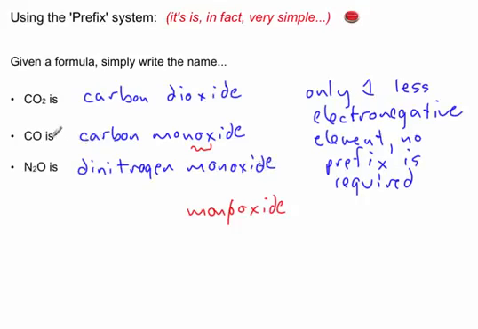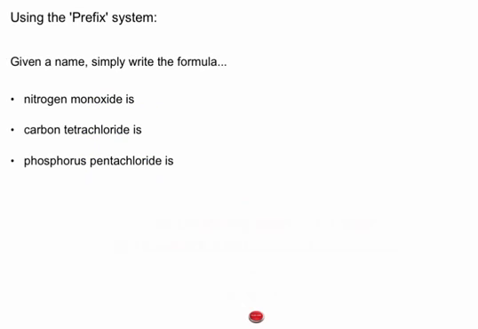So, as I said, it's pretty simple. Given a formula, just write it down using the prefixes to indicate how many elements you see in the formula. Well, it's just as simple to write the formula given the name. So nitrogen monoxide. Well, there's a single nitrogen. There it is. There's only 1 oxygen, mono. So there's the formula, NO. Carbon tetrachloride. Carbon, tetra. The prefix tetra implies 4, CCl4. Phosphorus pentachloride. Phosphorus, P. Penta is 5, PCl5.